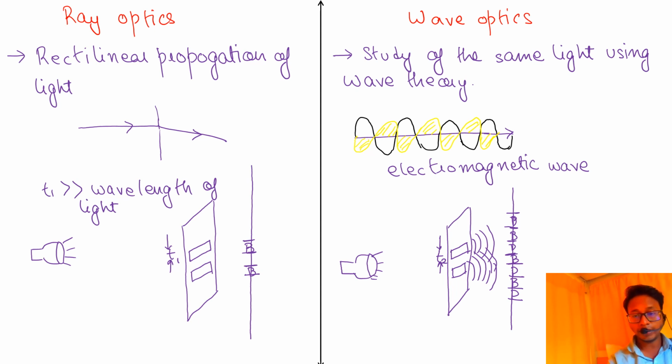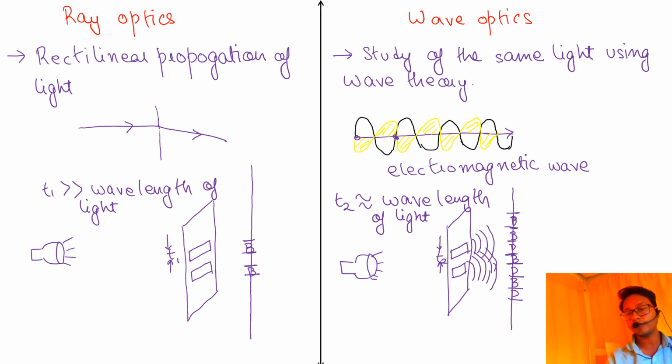But if this thickness T2 is very small, comparable to the wavelength of light, what is the wavelength of light? Here and here. Okay, the wavelength of light. Then what happens?